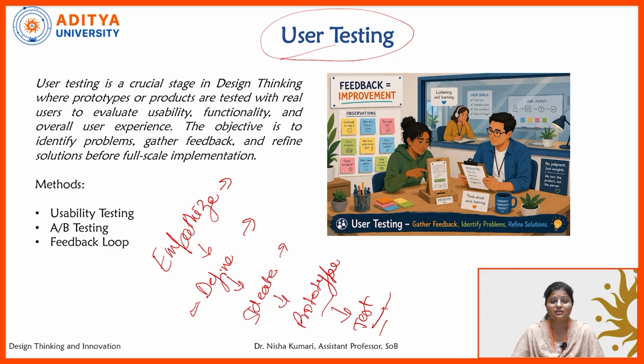User testing is a method, or you can say an approach, where we provide our product or service to the users, and from their experiences we collect feedback from them. After collecting the feedback, based on it, we make some modifications or changes in the prototype or whatever stage we are at. So before full scale implementation, we do the testing with the users. In that we have three main important methods. First is usability testing, then A/B testing, and the last one is the feedback loop.